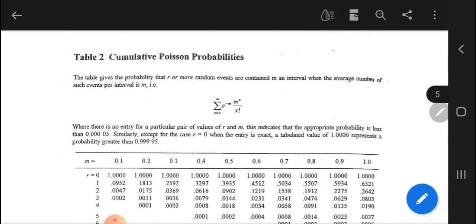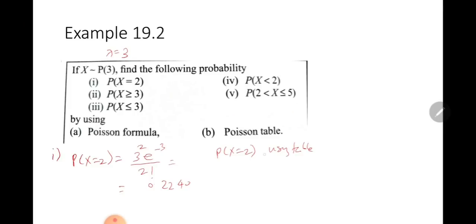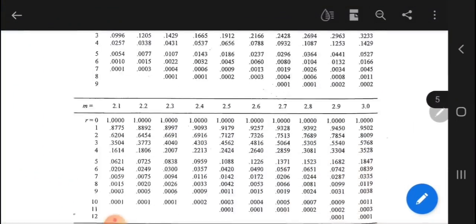Oh, okay. So you look at the table, it gives the probability that R or more random events. So maksudnya, if you want to use the table to get P(X=2), you kena tolak P(X greater or equal to 2) tolak P(X greater or equal to 3). R greater or equal to 2 will be, just now berapa tadi? Kita tengok 0.8009 kan? Greater or equal to 3 will be 0.5 berapa tadi, balik 3 kan.